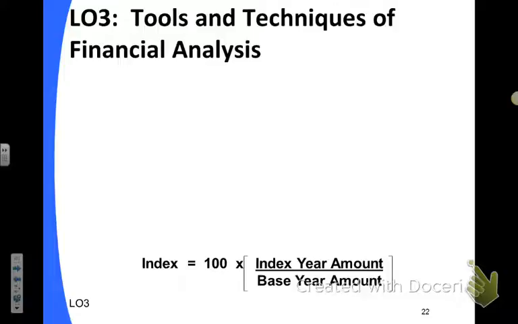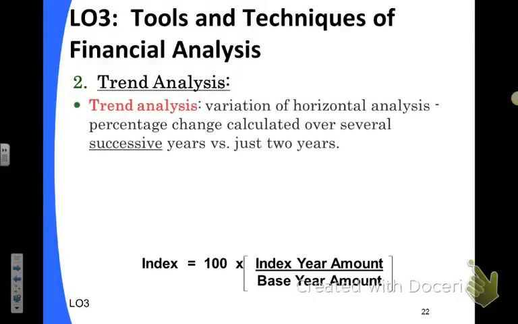In the second type of financial analysis, we're going to look at trend analysis. And when we look at trend analysis, it's a slight variation on horizontal analysis where we're looking at the percentage change calculated over several successive years versus just 2 years. So we're going to look at the index year amount divided by the base year amount times 100 to give us an index.